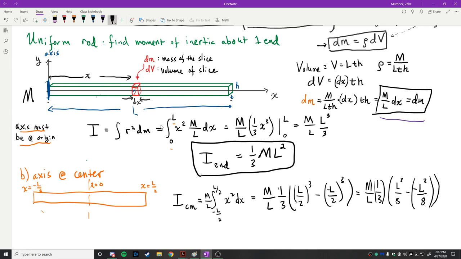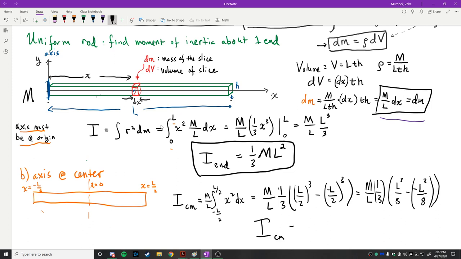What? Can you just double with limits from 0 to L over 2? Yes, you definitely can do that, yeah. I think so. Yes. That sounds like that will work.